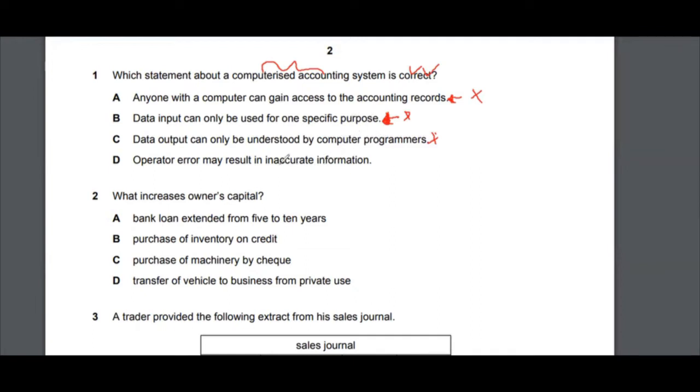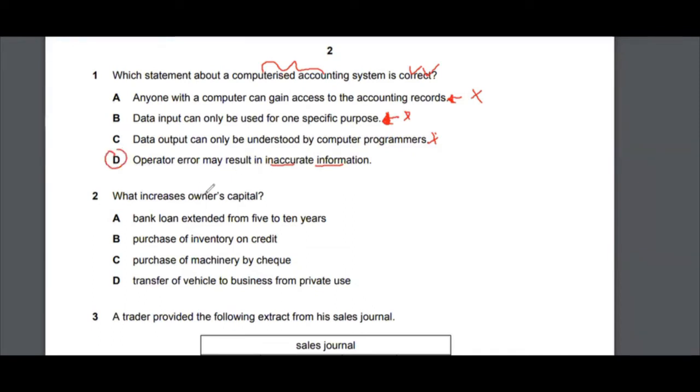Option D, operator error may result in inaccurate information, right? So this is about garbage in, garbage out. If your input is wrong, it's most likely that your output is going to be wrong as well. So that's actually a correct statement. So the answer to multiple choice 1 is actually option D.